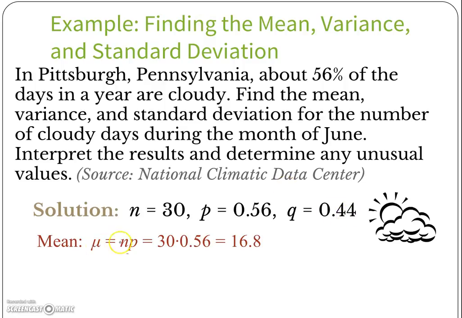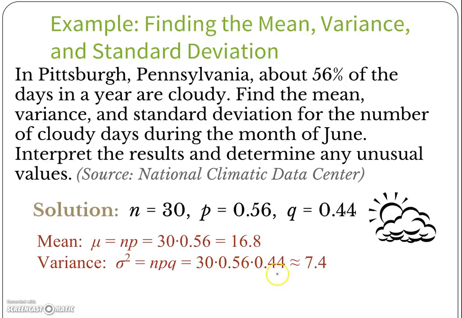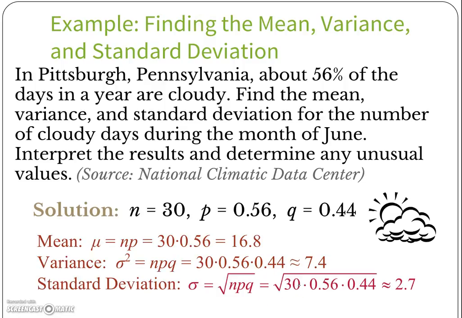So the mean mu is just n times p. Our n is 30. Our p is 0.56. So we get 16.8. Our variance, sigma squared, is n times p times q. So we're going to multiply our n, which is 30, our p, which is 0.56, times our q, which is 0.44. Multiply those, we get 7.4. And then we're going to find our standard deviation, which is the square root of the variance. So we're going to square root our 7.4 to get 2.7.